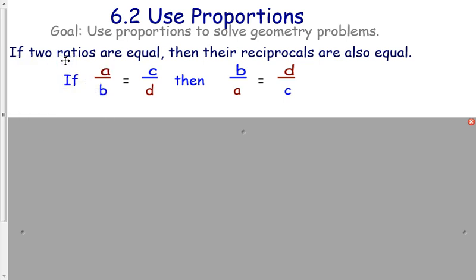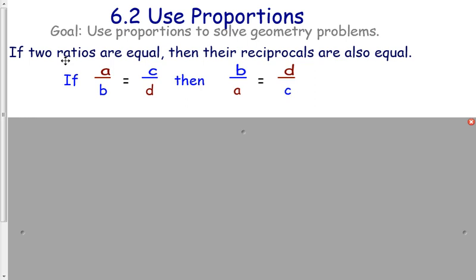Section 6.2, use proportions. Our goal today is to use proportions to solve geometry problems. When we're talking about proportions, as we have in the last two sections, we find that there are different ways you can write a proportion and still solve it correctly. Today we're going to directly talk about those.